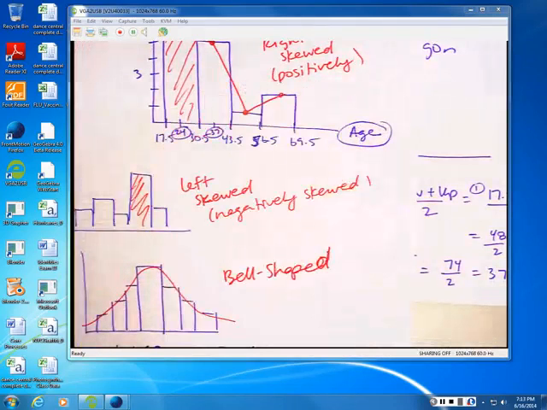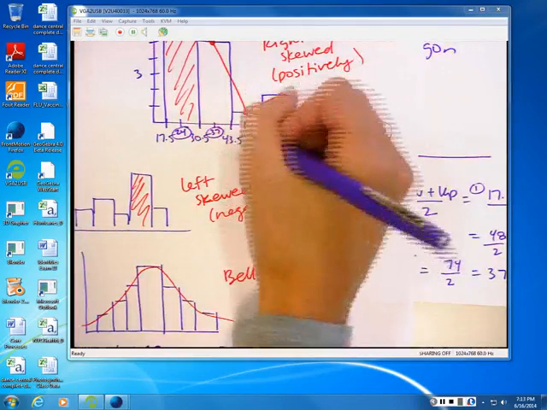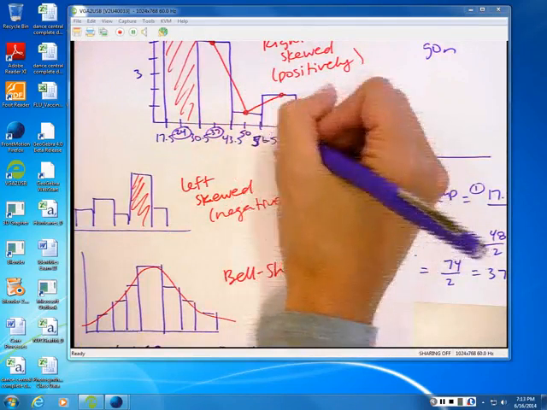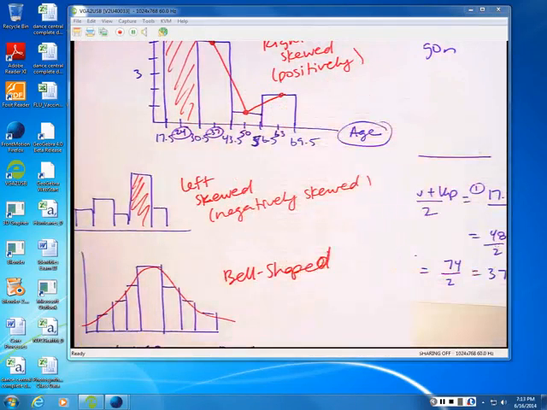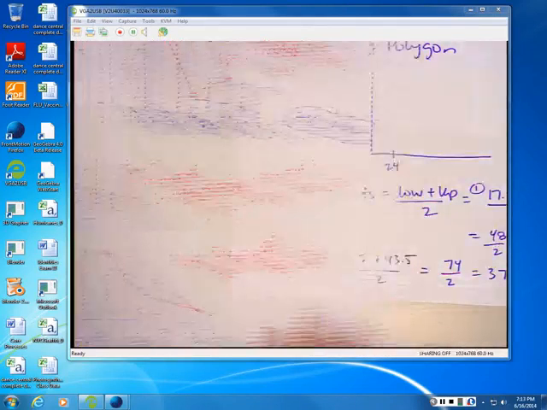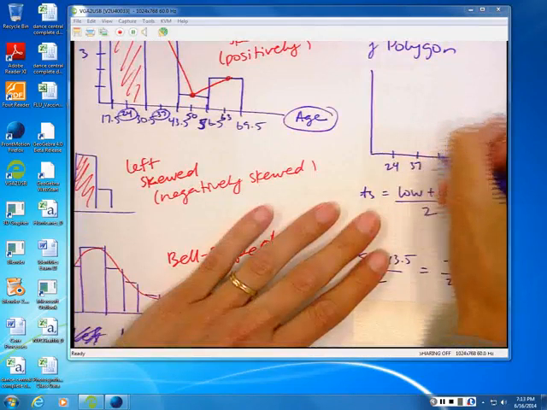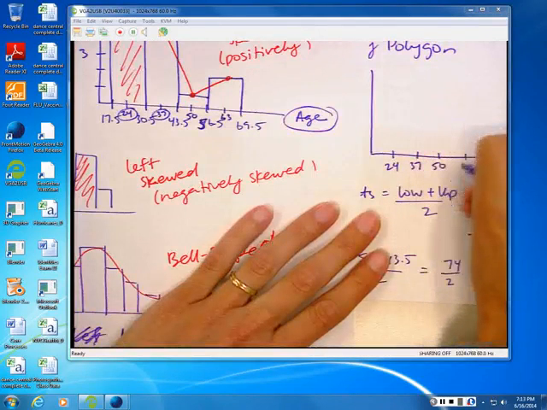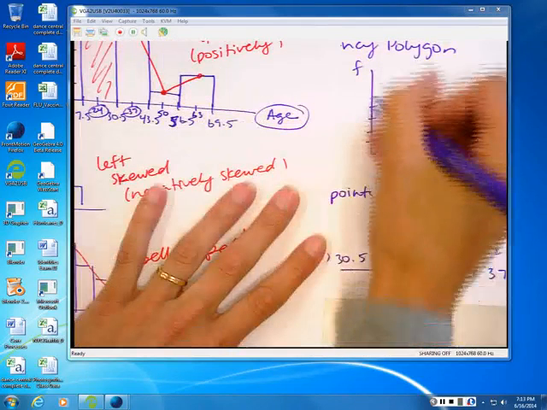They're 13 apart, right? So I don't need to calculate all of them. This one then would be 50. And then 50 plus 13 is 63. So those are my midpoints. I'm going to go ahead and record those. So 24, 37, 50, and 63. And then my same frequencies, 1, 2, 3, 4, 5, 6.